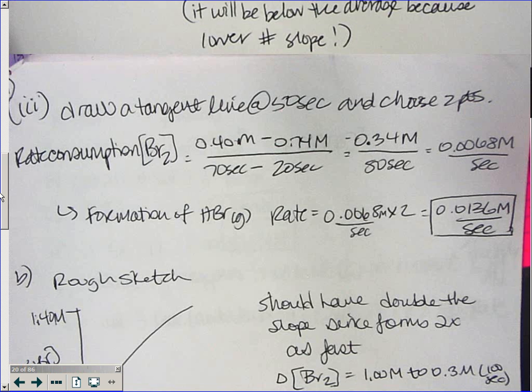So as you calculate at the 50 seconds, still consumption of bromine, I did 70 seconds and 20 seconds as my two points. I got 0.0068 molar per second, and to me that made sense because I knew that it was supposed to be lower, so it was lower than my last one, so I was good to go. So thumbs up on the process for tangents once again.